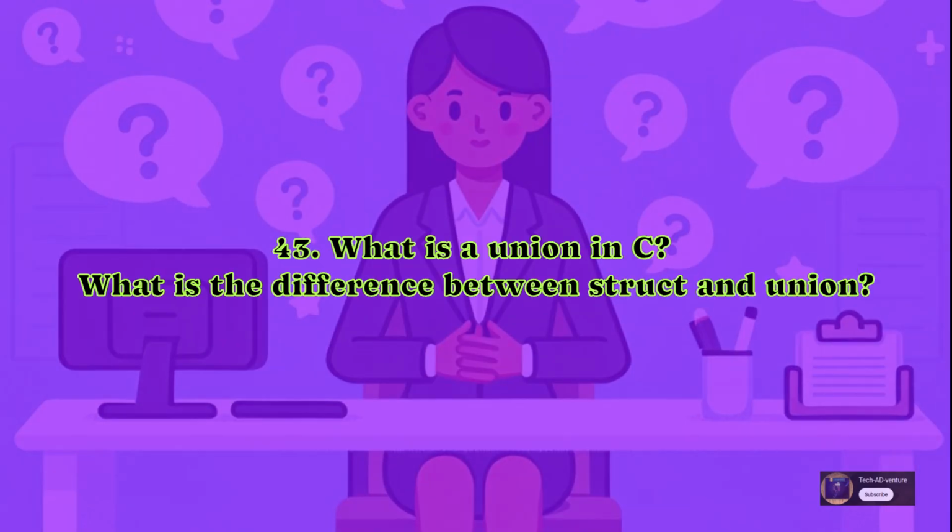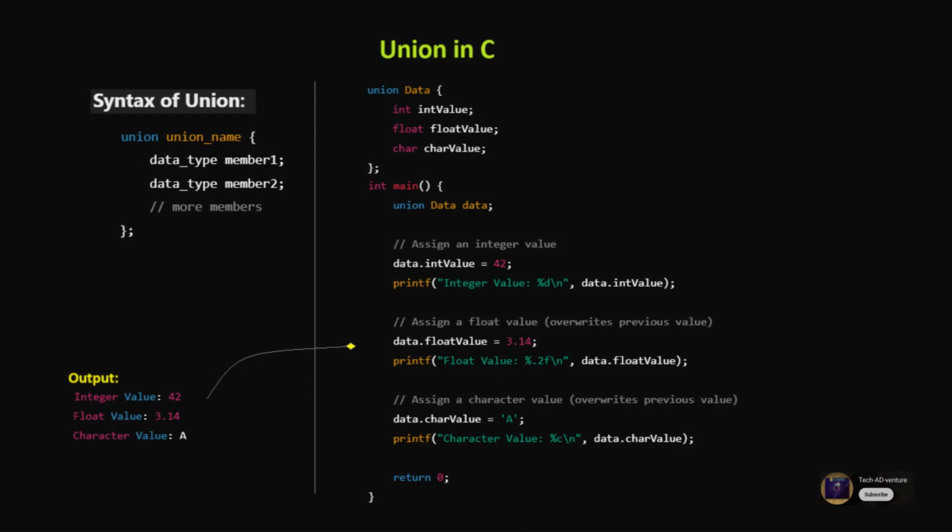43. What is a union in C? What is the difference between structure and union? A union in C is a user-defined data type that allows storing different types of data in the same memory location. Unlike a structure, where each member has its own memory space, a union shares the memory among its members.